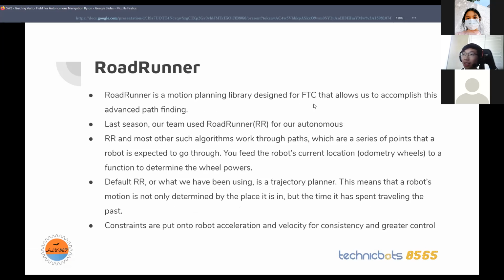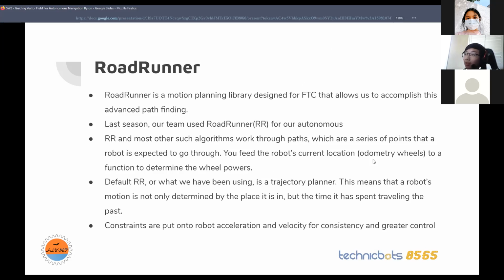Roadrunner is a motion planning library designed for FTC that allows us to accomplish this pathfinding. Last season, we used Roadrunner for our autonomous. These work through paths. They're basically a series of points that a robot is expected to go through. As Anthony explained, you basically signify 2 points on the field, and then Roadrunner automatically connects them together with a curve or spline. All that's done by the library. You don't have to worry about much of that yourself.